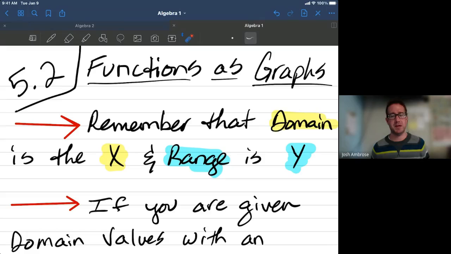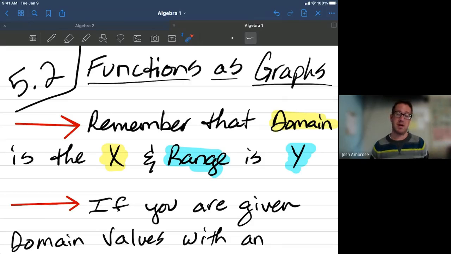a graph. As you see on the screen there, remember that domain goes with the x value, range goes with the y value. So anytime they say things like, I gave you a function, basically saying I'm giving you an equation, and here's all your domain values, that's their way of saying here's all your x values. And then they want you to calculate all the range values. What does that mean? Calculate all the y values.